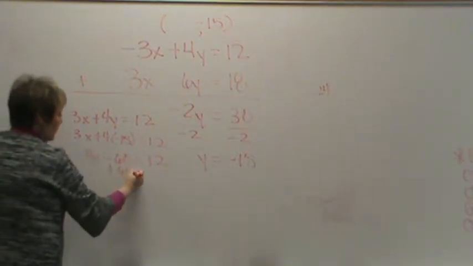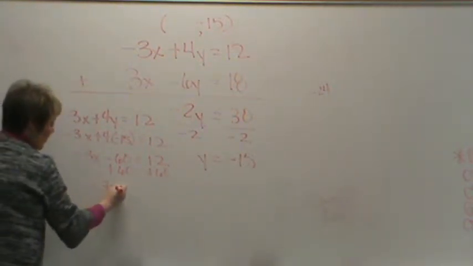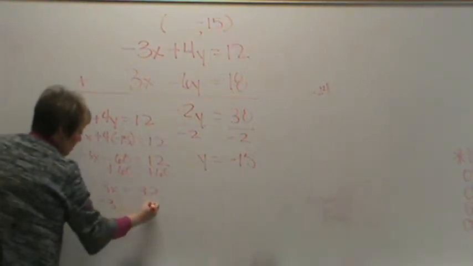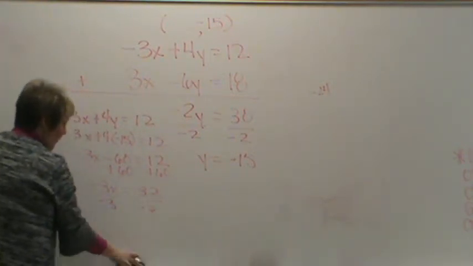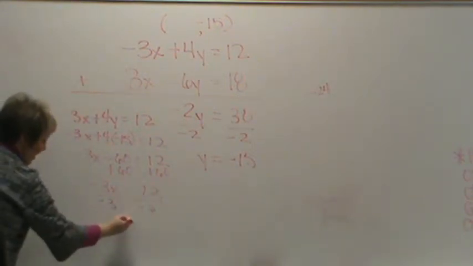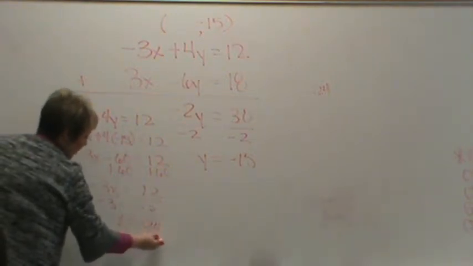Add 60. We get negative 3x equals 72. Divide by negative 3. 12 plus 60 is 72. Oh, thank you. And x equals negative 24. Very good.